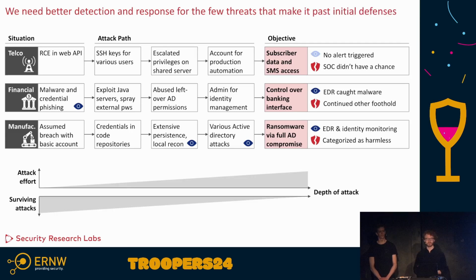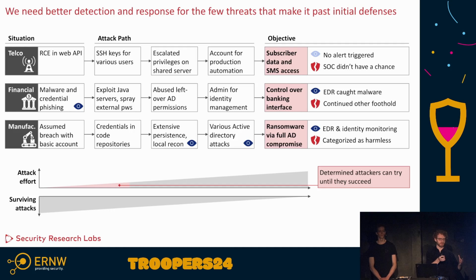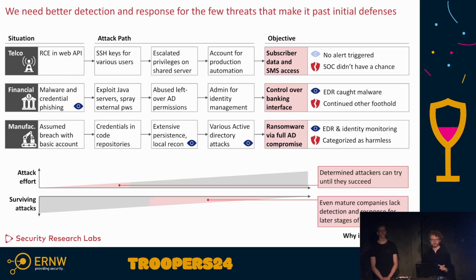So what do we learn from this? If we look at an attack over time, the deeper an attack goes into the network, of course, the more effort it becomes. At the same time, most attacks fail early, and only a few make it through to the end. Now, there are two problems. Because the effort at the start is not too high, attackers that are really determined can try again and again until they get in at some point. And when they are in, we really see a lack of effective detection and response for the lateral movement and privilege escalation stages of our red team engagements.